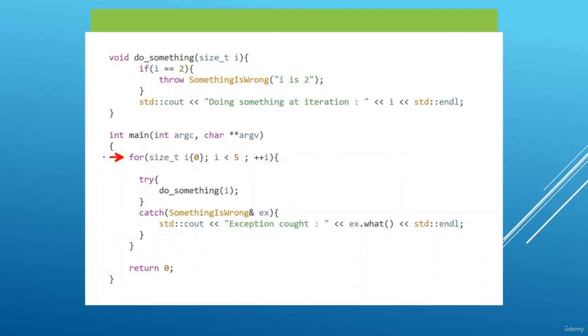Now, with our class setup, we can do something like this. We can loop in the main function, for example, from 0 to 4. This is what we are going to do here. We're going to put in a try block, which is going to call our do something function. And this function is going to throw our type as an exception at index 2. This is what we want to try here.